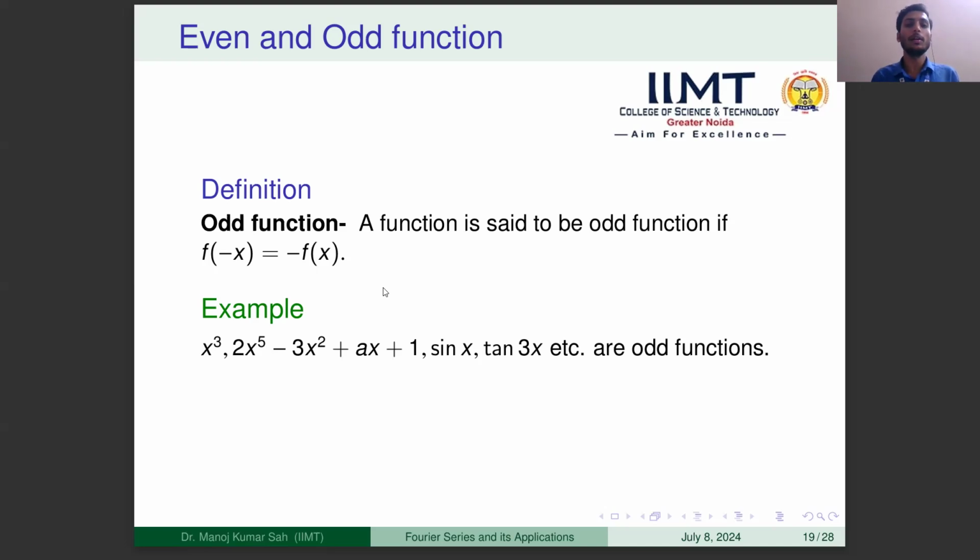Can you say whether there may be a function that will be neither even function nor odd function? Is there any example? There is one example in mind that f of x equal to x minus x squared. This function is neither even function nor odd function. So we can check this example by the conditions.